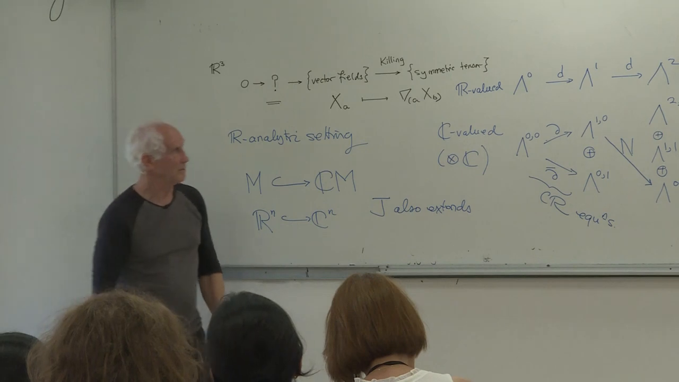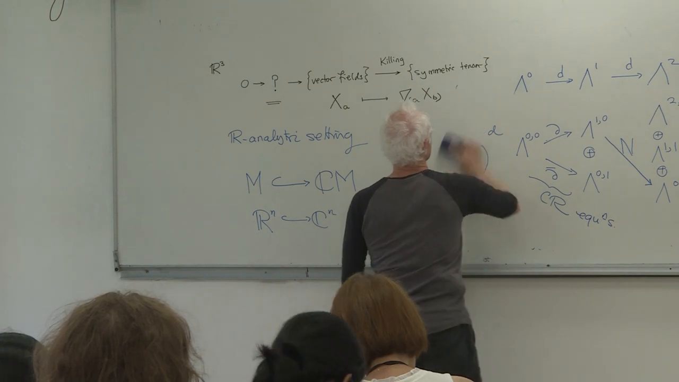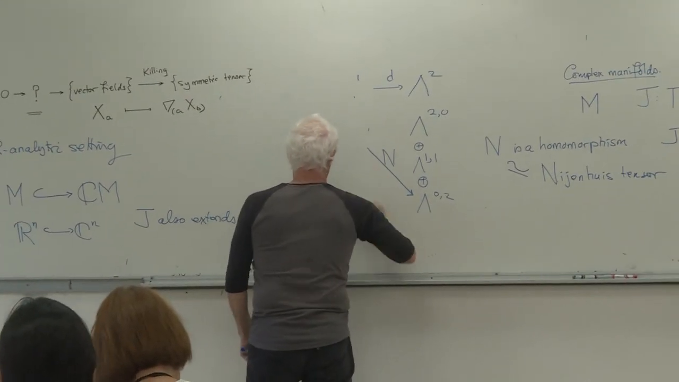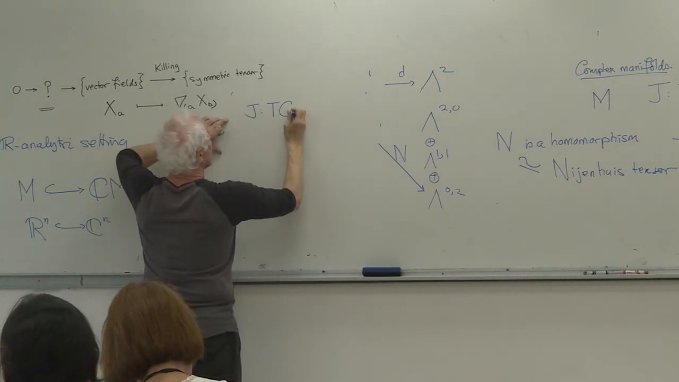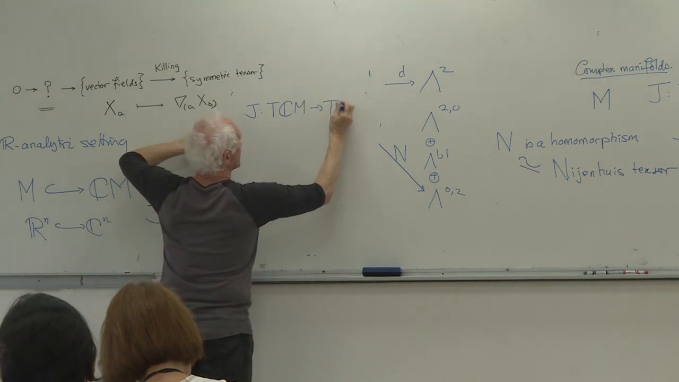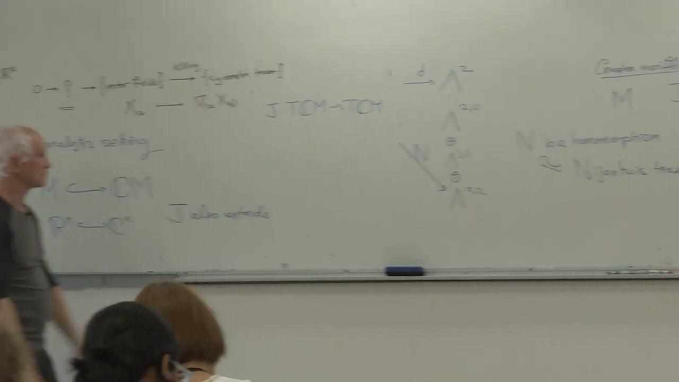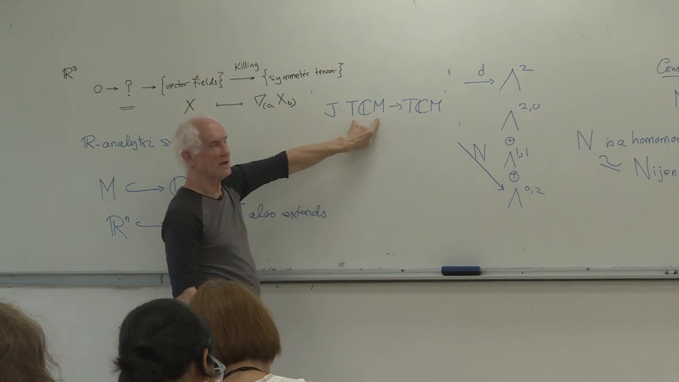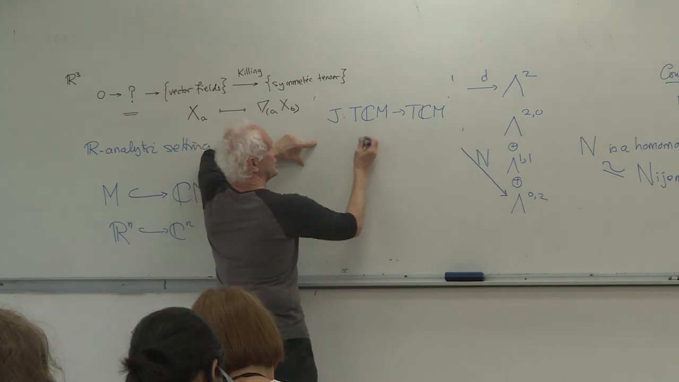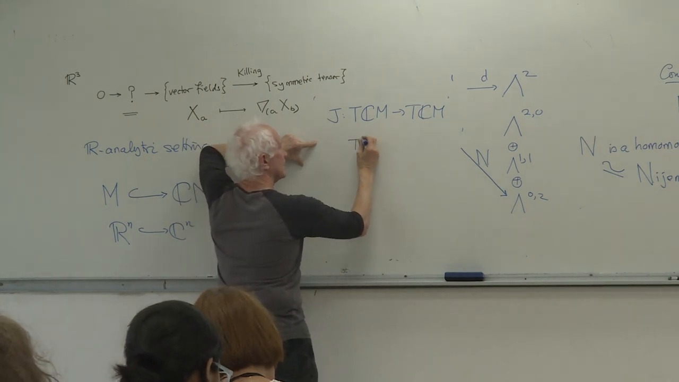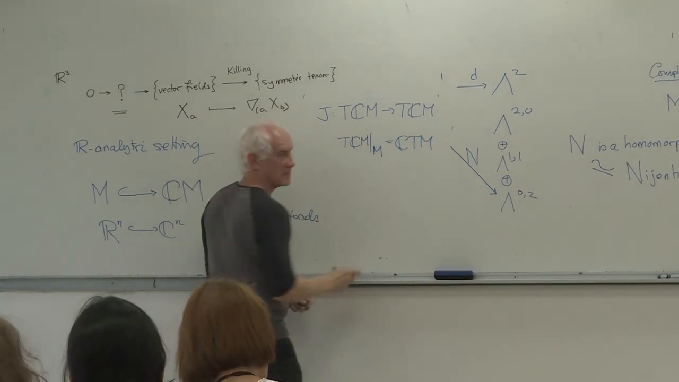And what does it extend to? It extends to the tangent bundle of this new manifold that we've created. So J is now a map from the tangent bundle of the complexification to the tangent bundle of the complexification. And J is now holomorphic. Everything is now holomorphic. If you restrict this back to M, it's exactly the complexified tangent bundle of M.